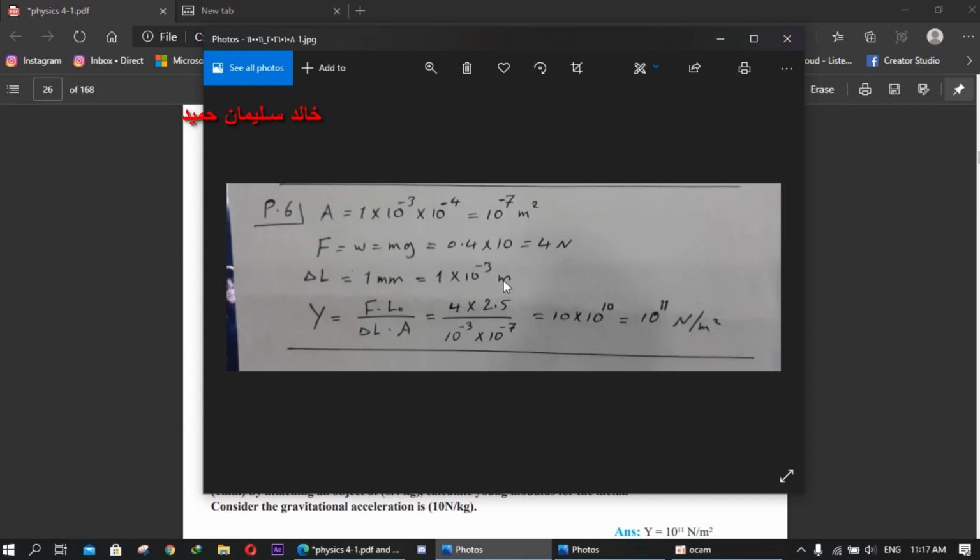Now we apply this equation. Y, Young's modulus, is equal to force times original length over the elongation delta L times the cross-sectional area A. So F is 4 times 2.5 over delta L, which is 10 to the minus 3, times A, which is 10 to the minus 7, which is equal to 10 times 10 to the 10th, which is equal to 10 to the 11 Newton per meter squared.